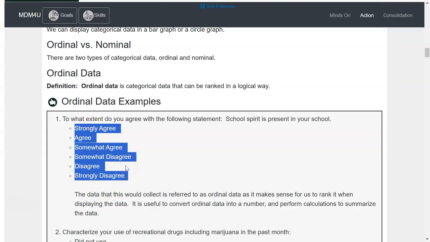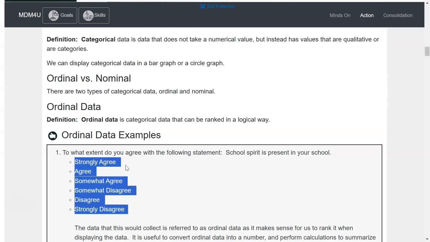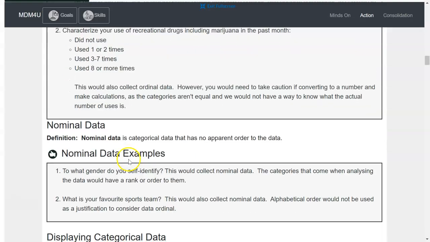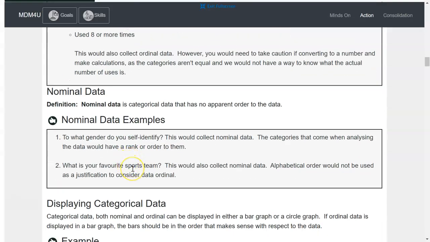So there's some sort of order to the answers. While if you have nominal data, there is no order. So that's where you get to the pizza toppings, right? There's no order. So if I say, what's your favorite pizza topping? And there's a bunch of things. Or if I say, what is your favorite snack, or what's your favorite TV show?